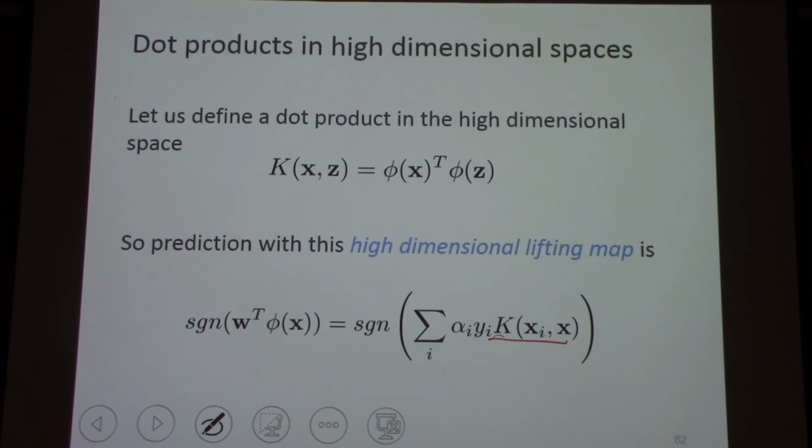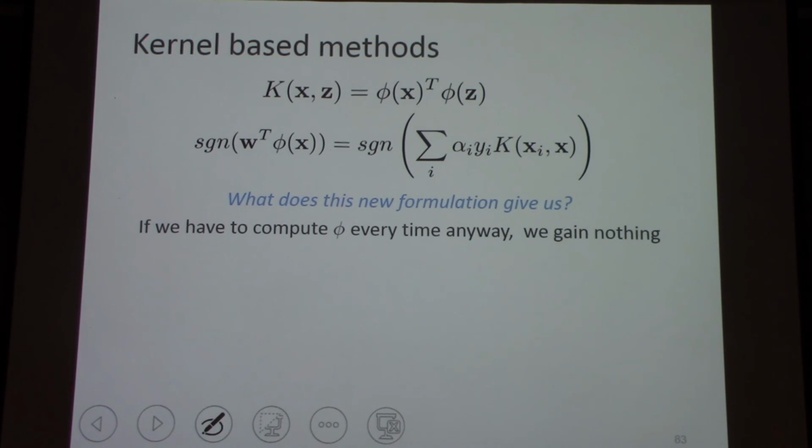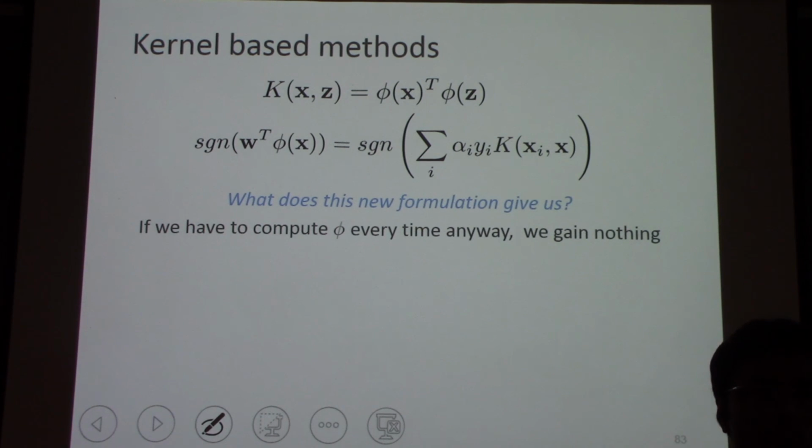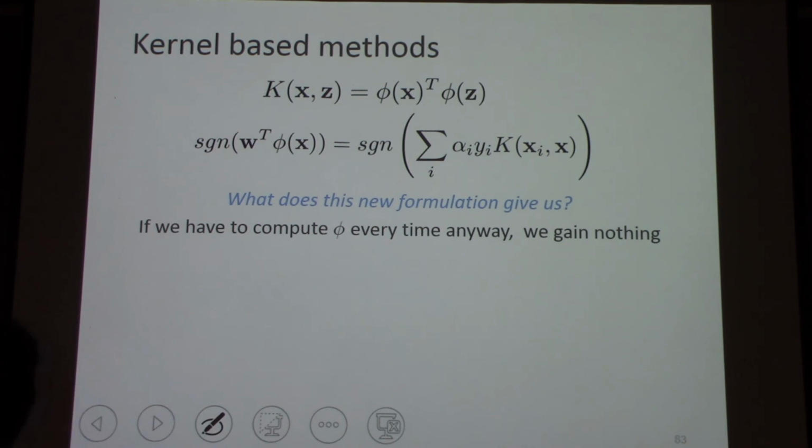Okay. So I've just done some algebra here. I've defined k to be this dot product in the blown up feature space and pointed out that instead of calculating W transpose phi of x, I could just as well equivalently calculate the sum over the dot product values. But I've done nothing here, right? If I had to explicitly do this dot product to compute k, I've gained nothing. This is just a rewrite of something.